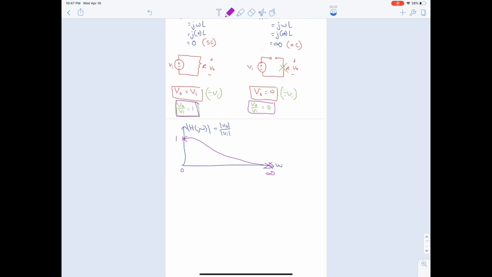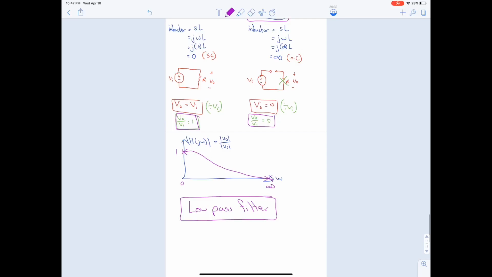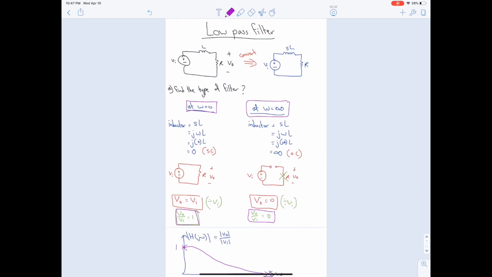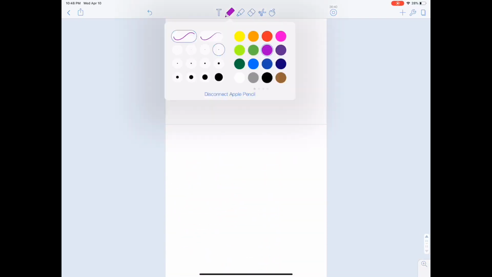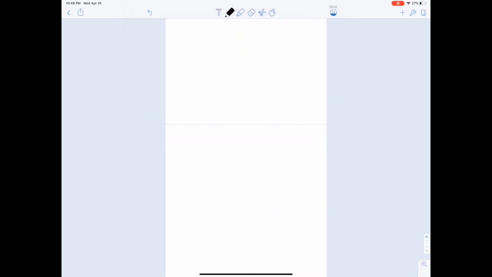So what is the answer? The answer is a low pass filter. Now we already knew this before, but just to show you how to determine the type of the filter. Now we're done with the first part of that question. Let's continue. Part B says find the transfer function.